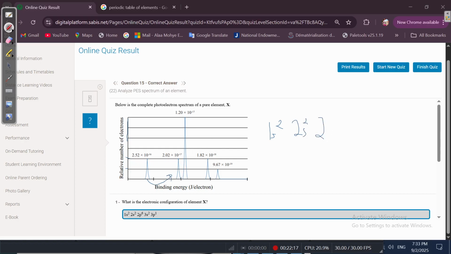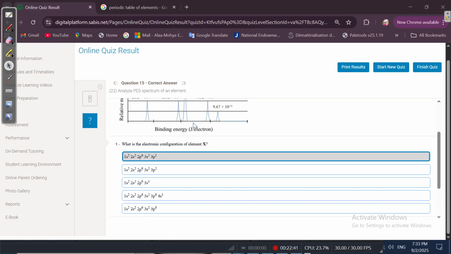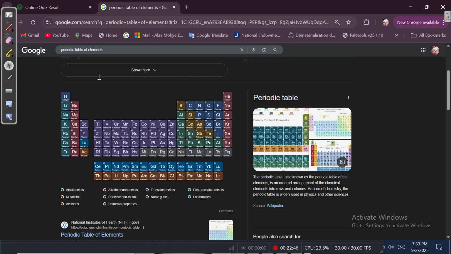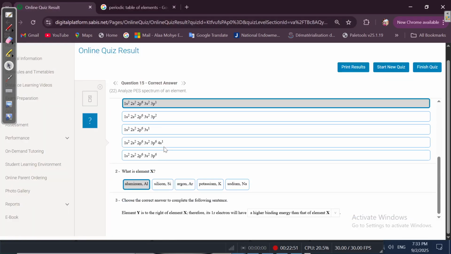Then, we know it's 2p something. Let's see, 1, 2, 3, 4, 5, 6, 2p6. Then 3s2, then 3p1. Then you choose the option. Easy, easy. There are questions in the course revision. Expect to see it tomorrow. What is the element? We had 10 electrons and 3, so you see 13 atomic number. Atomic number 13 is aluminum. That is your element.